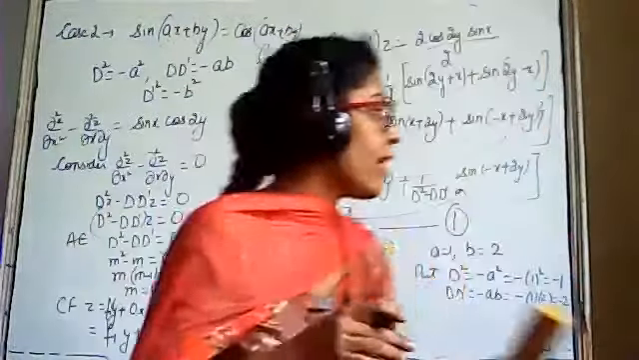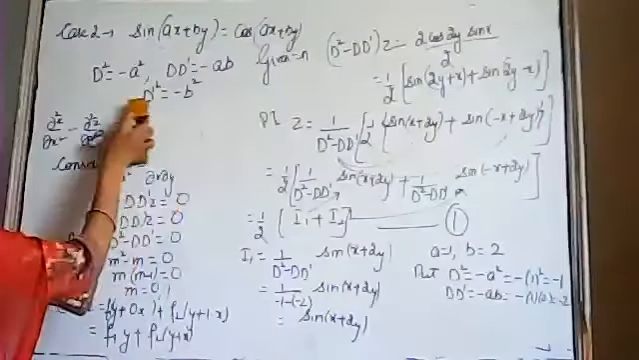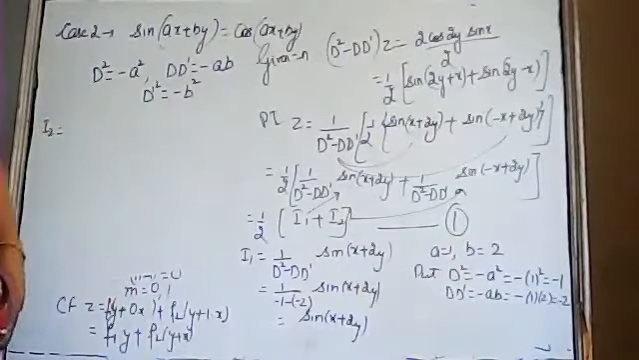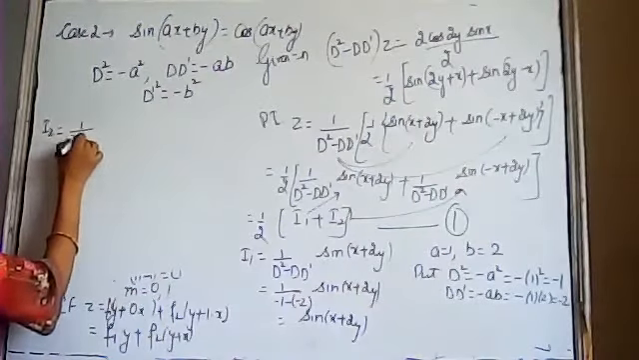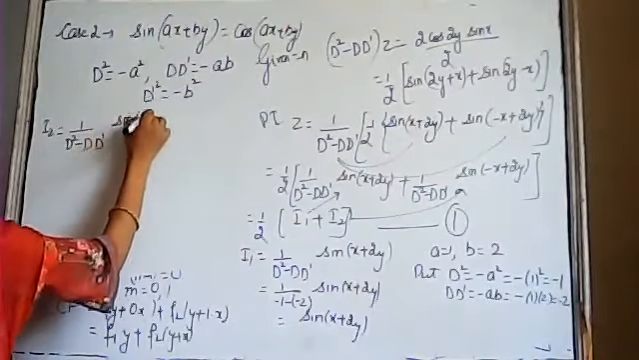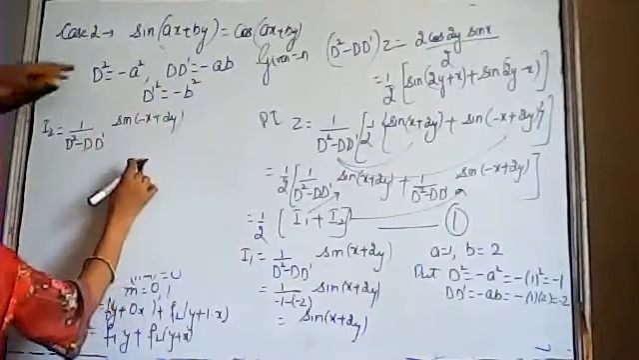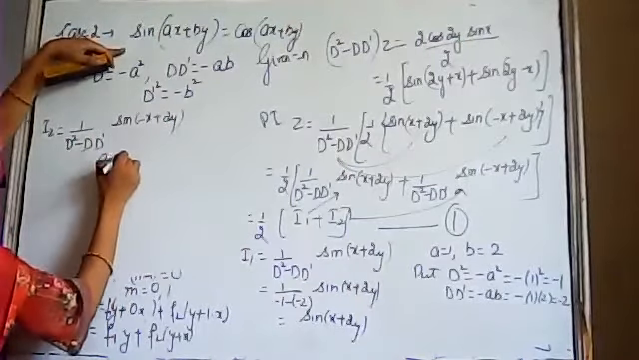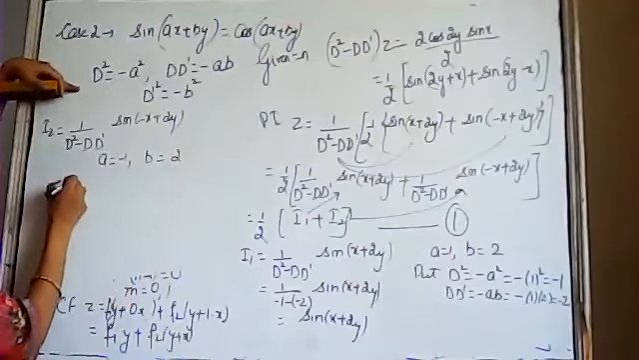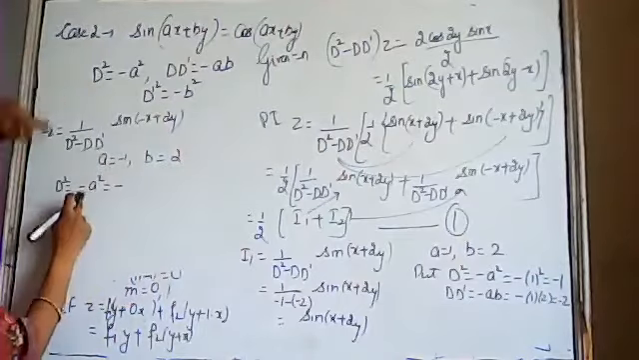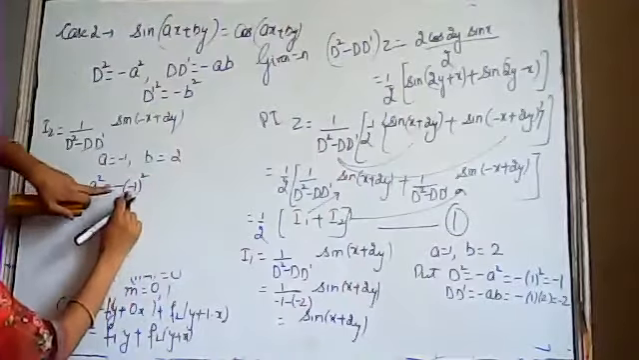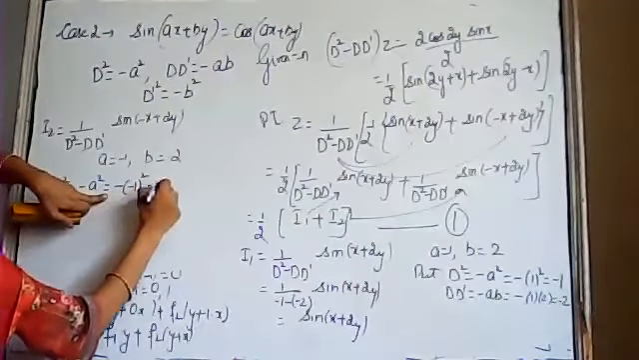After that we have to find the value of I2. For the value of I2, take I2. This is equals to 1/(D² minus DD') into sine of (minus x plus 2y). Again, comparing these two terms, we will get a is minus 1 and b is equals to 2. So what the substitution will be? D² is equals to minus a². This minus will remain as it is. The value of a is minus 1 and its square, minus 1 square is plus 1, and this minus will remain as it is.